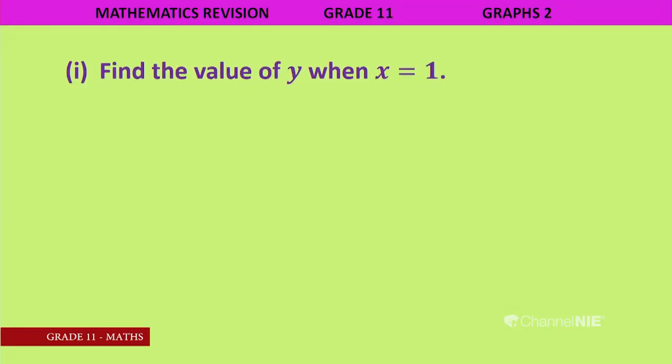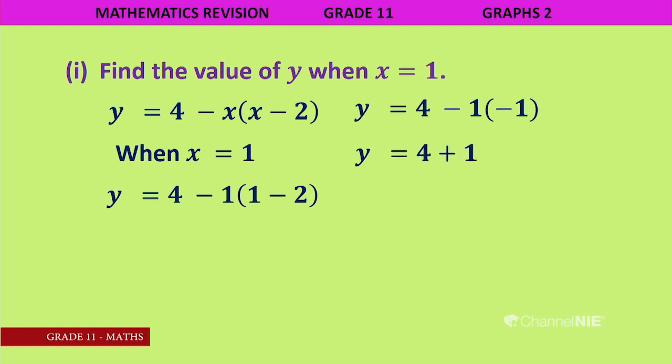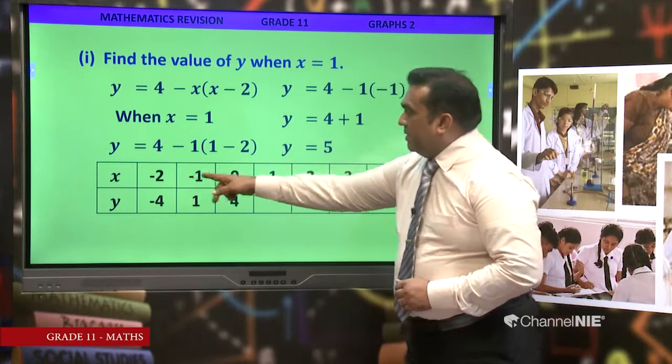Our first question: find the value of y when x equals 1. This is the given equation, y equals 4 minus x times x minus 2. Now substitute 1 here. Minus 1 times 1 minus 2, 4. In the bracket you have minus 1, so minus 1 into minus 1 plus 1. Finally, you have y equals 5. Then this is the table of values.